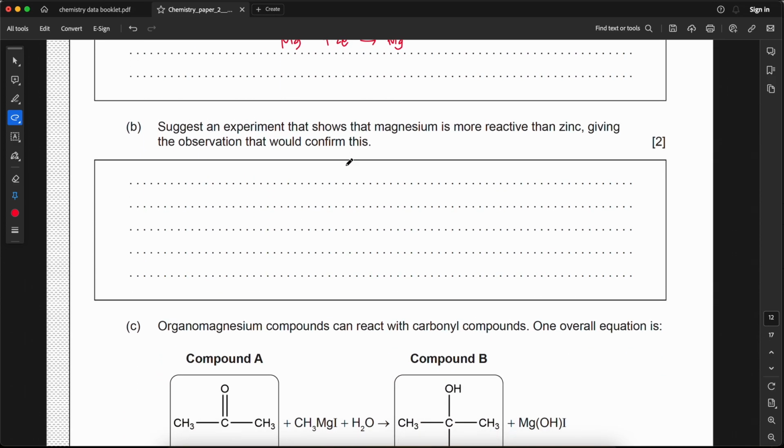Suggest an experiment that shows that magnesium is more reactive than zinc, giving the observation that would confirm this. So you can place both metal in acid, bubbles evolve more rapidly for Mg, or magnesium dissolve faster. Okay, no need to be or, because it's 2 points here.